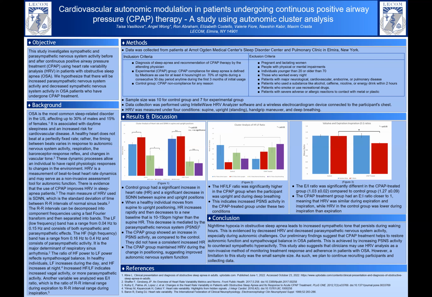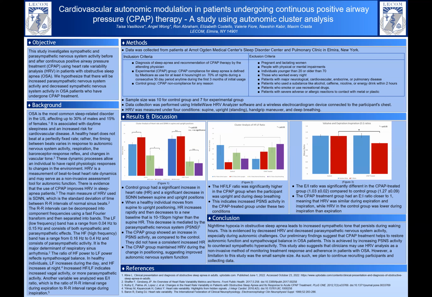The control group had a significant increase in heart rate and a significant decrease in variation between R to R intervals going from supine to upright positions. In contrast, the CPAP group did not have as much of an increase in the heart rate, which suggests that the parasympathetic nervous system was better equipped to counteract the transient increase in heart rate going from supine to upright. The CPAP group also maintained HRV during the change in positioning, suggesting improved autonomic nervous system function as compared to the control group. Now on to Figure 2.